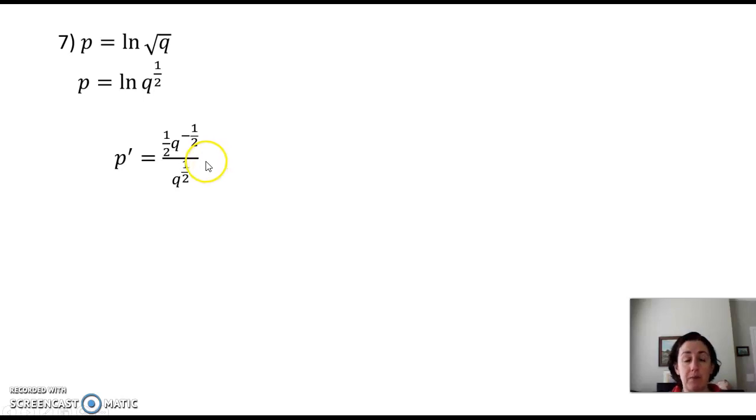But we can simplify this. Like bases being divided, I can subtract their exponents. So that gives me 1/2 q to the negative 1/2 minus 1/2, which gives me negative 1.